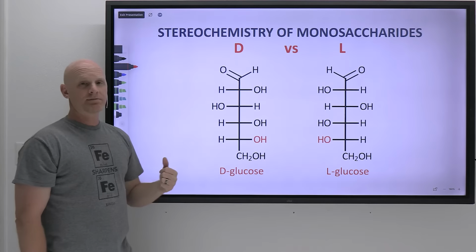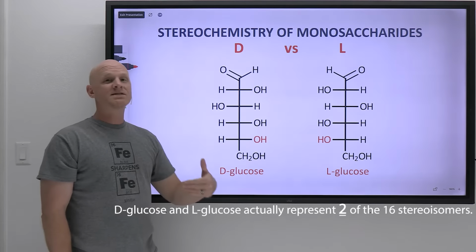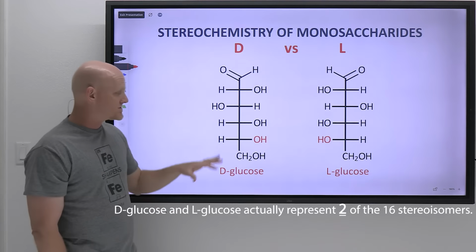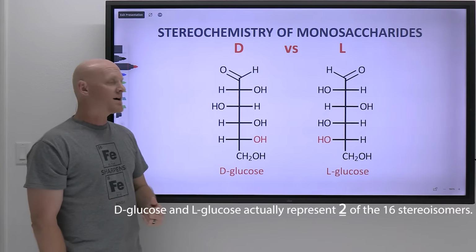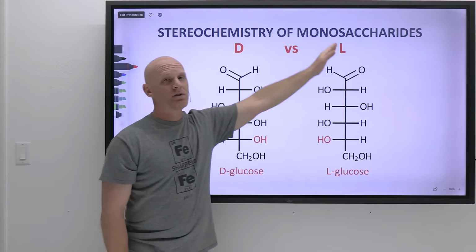But here, glucose has 4 different chiral centers. As a result, you might be like, oh, 2 to the 4th power, 16. And glucose would represent one of 16 possible different stereoisomers for an aldohexose like this.